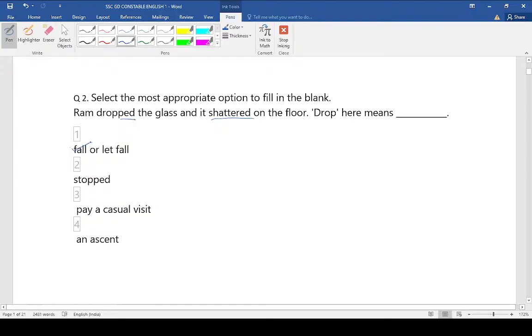Stopped means it is supposed to be stopped. It is supposed to be avoided. Pay casual visit means they are doing it without intimation. These are all not related to that. So now we will go for the next question.